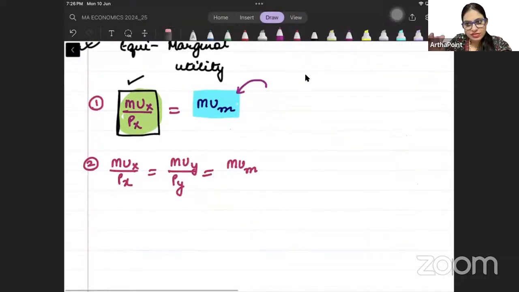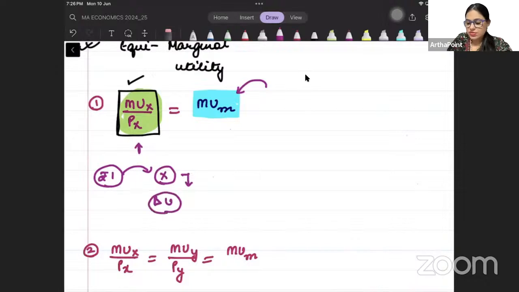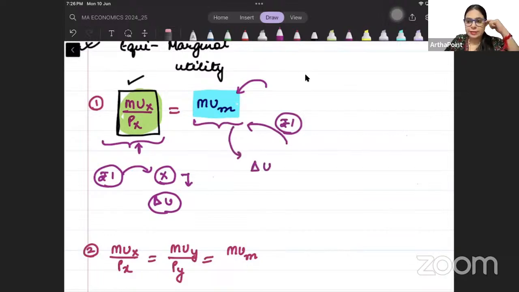Let me reiterate this. Suppose you just have 1 rupee left and you spend that on good X. The extra utility you will be getting is this side. This other side is telling you that suppose I give you an extra 1 rupee from my side. What is the extra utility you will be getting? And this says that at equilibrium, both of them should be equal, right?